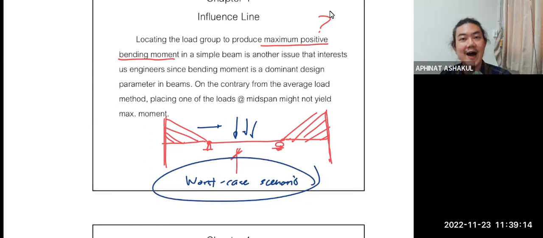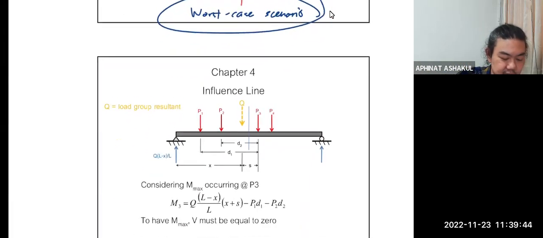So if we can find the largest maximum moment and we design our structure for that, it means that we ensure that our structure will stand. It's a simple idea, right? So now the question is not just where the maximum bending moment is, but where we have to place the load as well. So let us look at this.